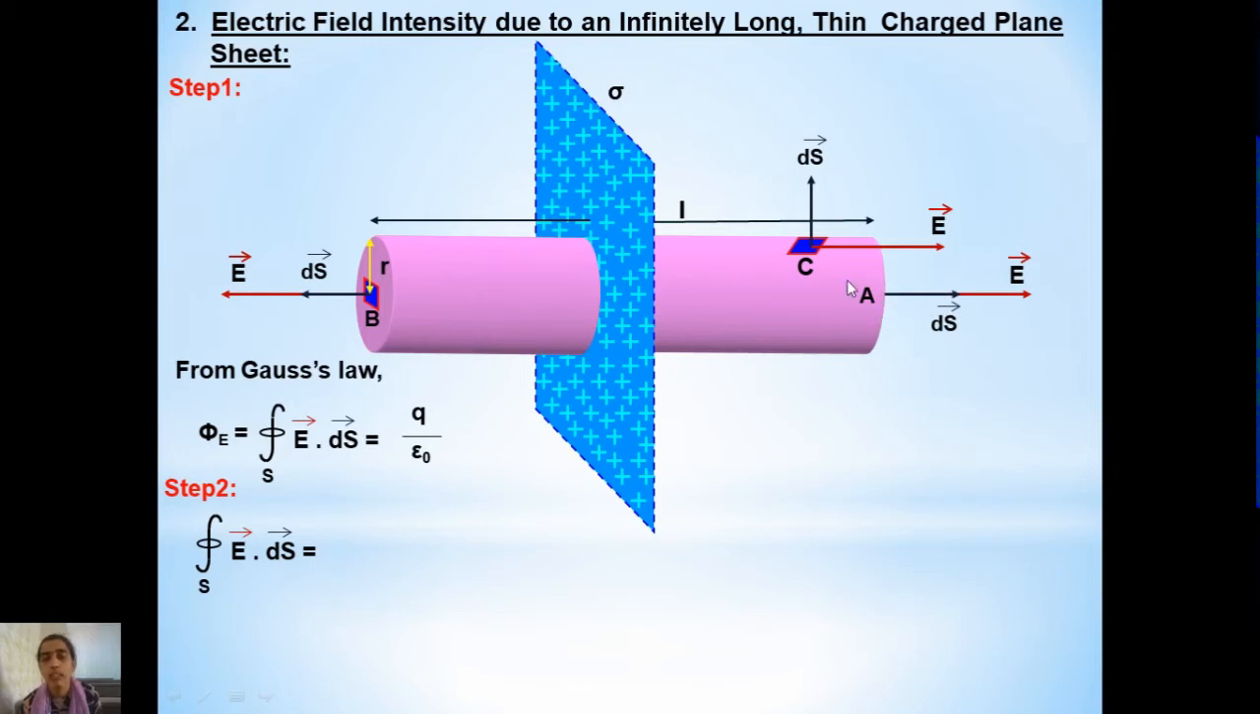And what about the electric field intensity at this surface? It will be in the outward direction. Why? Because this thin charged plane sheet is positively charged, that is what we have assumed. Therefore, the electric field intensity will be acting in the outward direction. So the normal drawn to the area and the electric field intensity both act in the same direction, which means the angle between them is equal to 0.